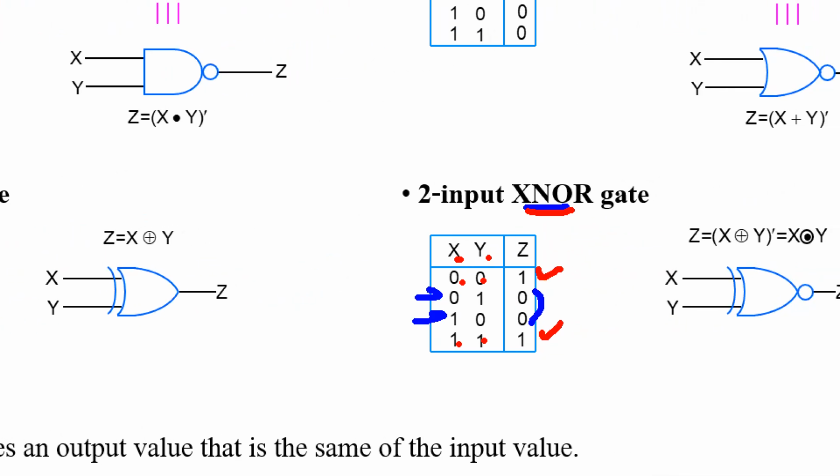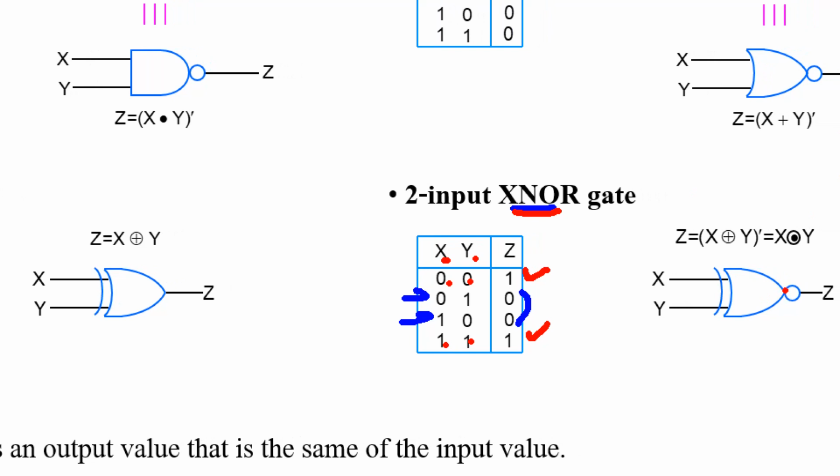For the logic symbol, we use an inversion bubble at the output of XOR to represent the XNOR gate. For the mathematical expression, we use the invert of XOR. And some people may use a circle around the AND sign, because it's similar to AND. Just change this one.